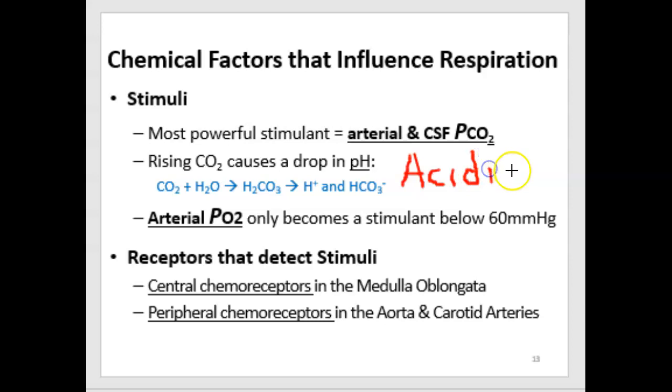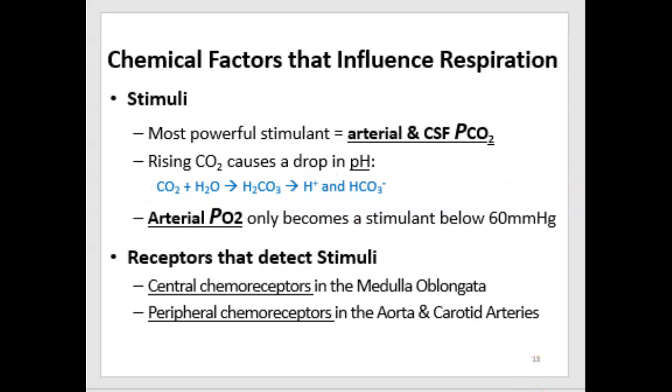And so I'm going to ask you to remember this particular equation so that you understand the link between carbon dioxide and pH. Carbon dioxide joins with water in the blood or in the cerebral spinal fluid to form this acid, and that acid is called carbonic acid. And that carbonic acid can spontaneously dissociate into two ions, hydrogen ions and bicarbonate ions. And of course, it's the hydrogen ion that will change the pH.